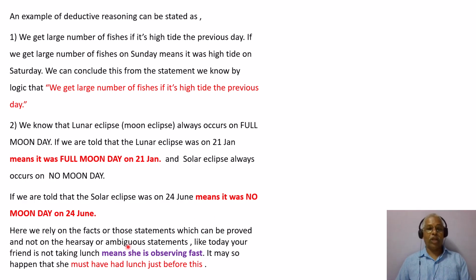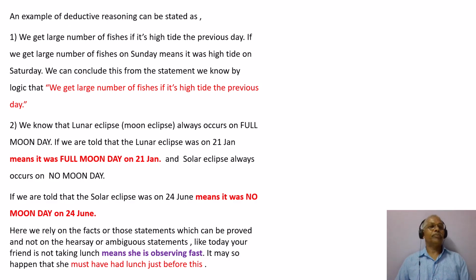Not on hearsay or ambiguous statement. Like, see, there is an example here. Today, your friend is not taking lunch, means she is observing fast. It may not so happen that she must have had a lunch just before this. So, you should have some logic, some statement which is not ambiguous or does not depend on hearsay. Such type of reasoning is called deductive reasoning.